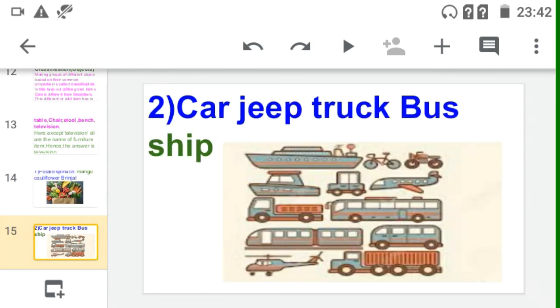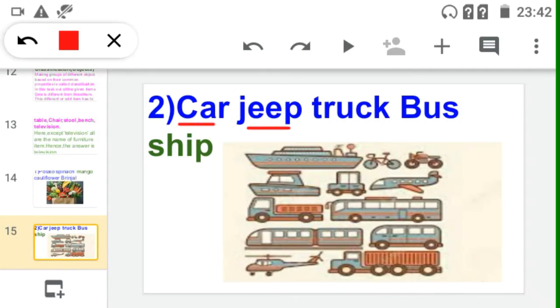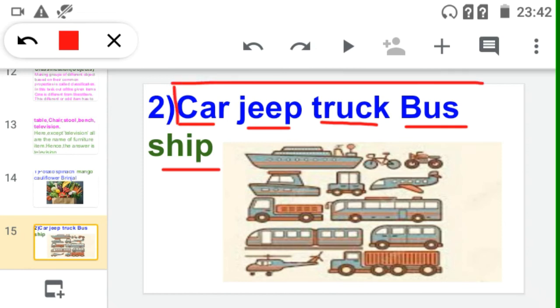Now see the second question. First thing is car, second is jeep, third is truck, fourth is bus, and fifth is ship. So have you observed, student, car, jeep, truck, bus are moving on road. Correct now? These 4 things are moving on road. Correct. But ship is moving on rivers.